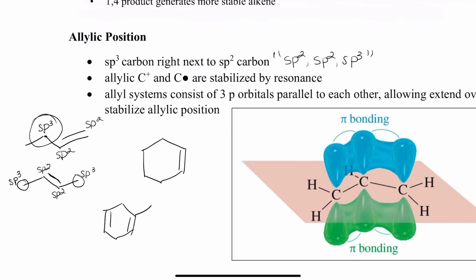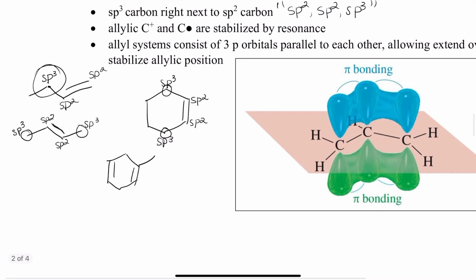Looking at our ring, sp2, sp2, sp3, this is an allylic position. Reading the other way, sp2, sp2, sp3. So go on ahead and take a look at this example and try and identify all of your allylic positions. Our allylic positions should be at the top part of our ring, at the bottom part of our ring, and our methyl substituent. So this example has 3 allylic positions.